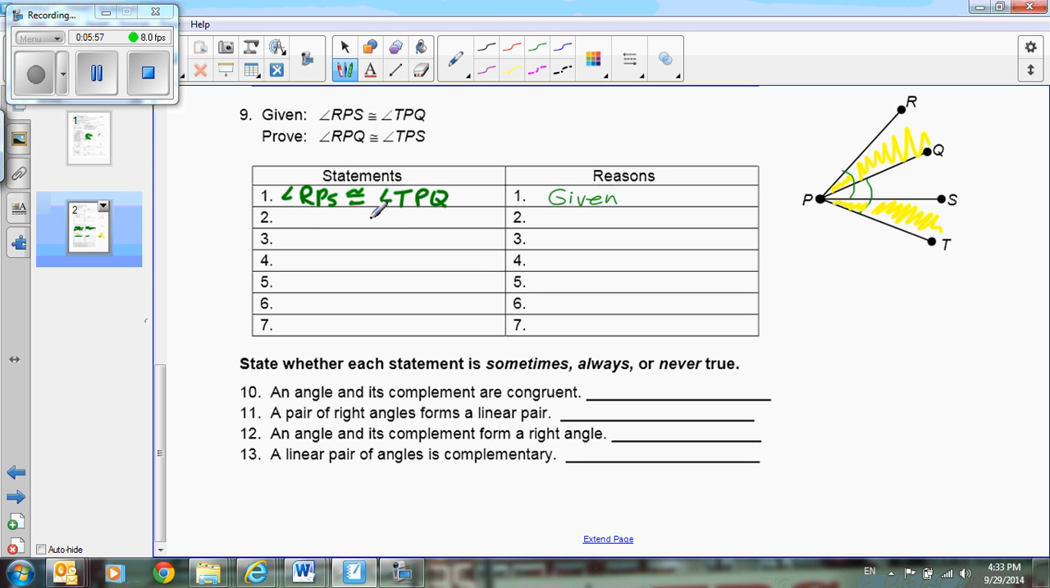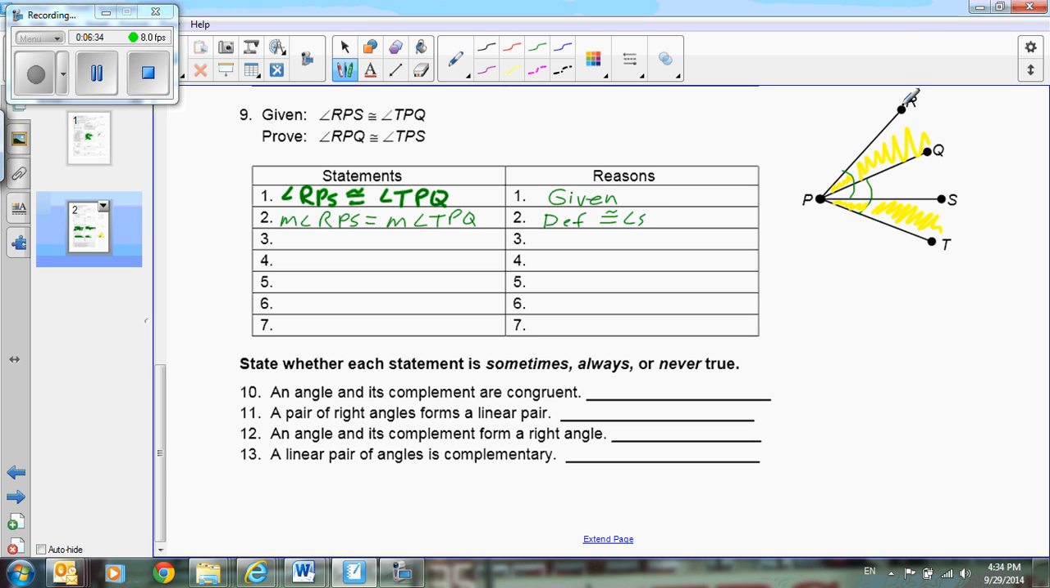Now, if they are congruent, then if you look at your blue sheet at the definition of congruent angles, it says two angles are congruent if and only if their measures are equal. So I can say that the measure of angle RPS is equal to the measure of angle TPQ, and what justifies that is the definition of congruent angles.